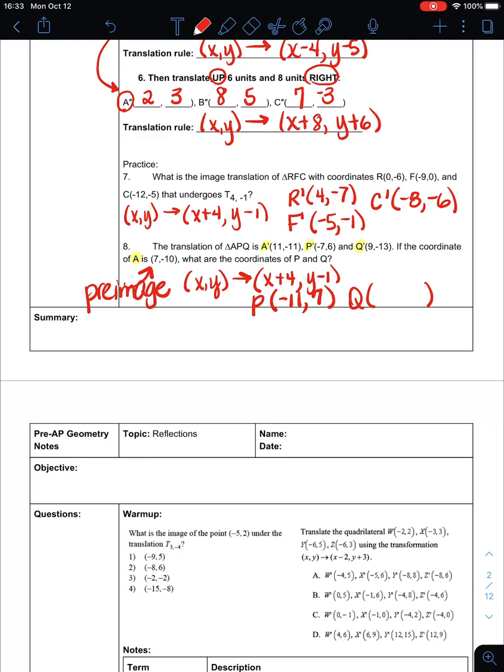If I subtract 4 from that, I get where I originally started. And it ended up at -13. If I add 1 to that, then I end up at -12. So do a quick double check. If you go back through the transformation, -5 plus 4 is -9, which checks out, and -12 minus 1 is -13, which checks out. So my original pre-image was at, P was at (-11, 7), and Q was at (-5, -12). It's important to pay attention to what's your image and what's your pre-image, and pay special attention to those positives and negative numbers.